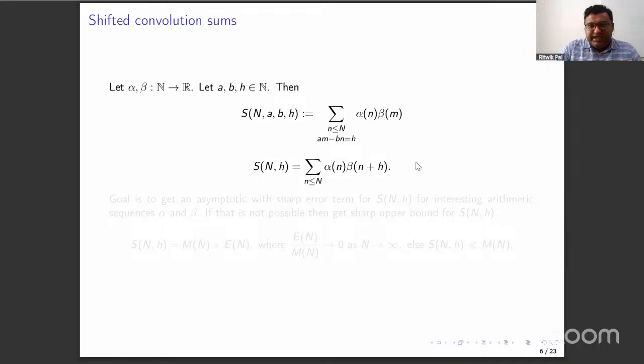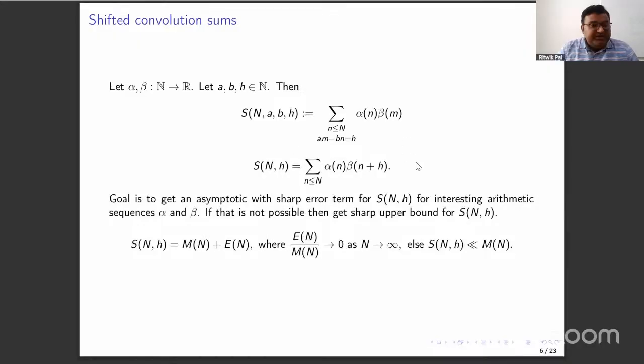The results will mostly be asymptotic. In case an asymptotic is not possible, then we want to get a very good upper bound, at least a non-trivial upper bound. And once we get a non-trivial upper bound, we want to get a much sharper upper bound.